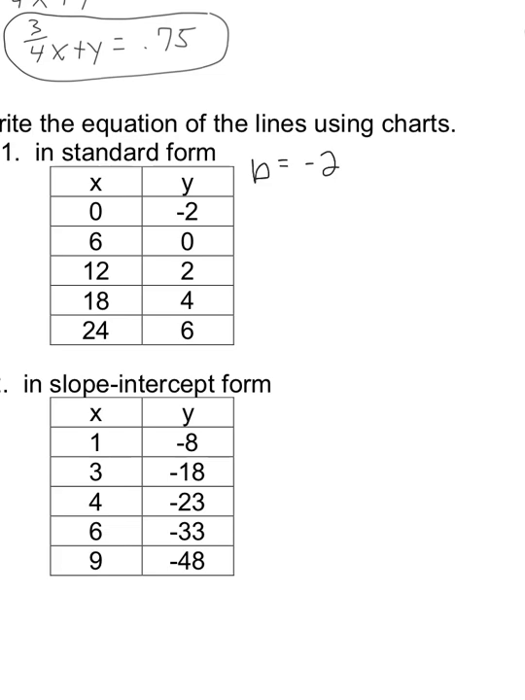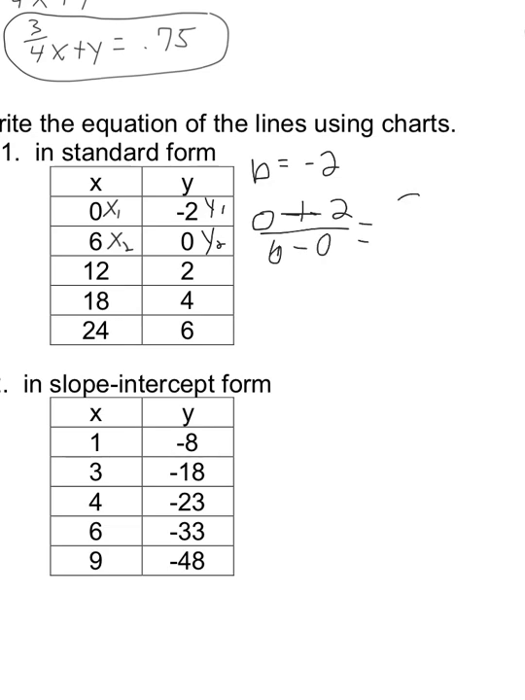Now I can pick any 2 sets of points I want and find my slope. I'm going to pick the top 2, the smallest numbers, and label them x1, y1, x2, y2. I'm going to use my slope formula: y2, 0, minus y1, which is -2. That makes a plus. Over x2, which is 6, minus x1, which is 0.